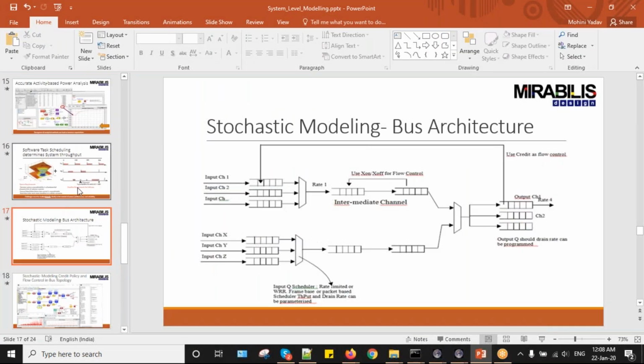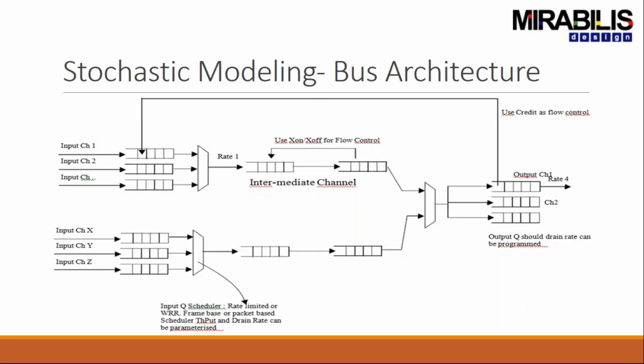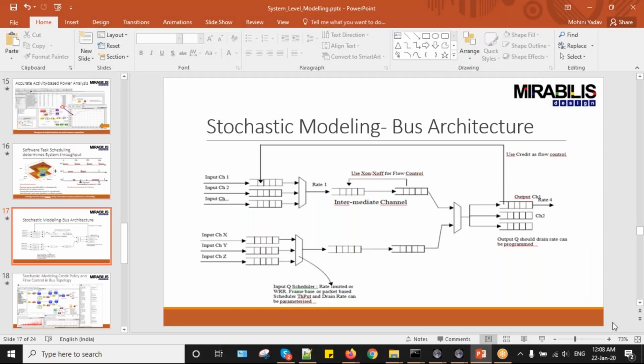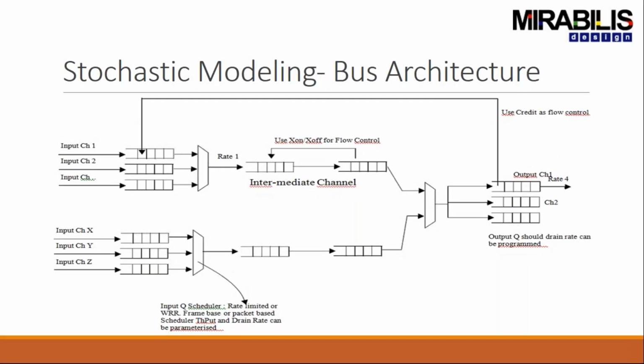So let's get back to the presentation. Yeah, so stochastic modeling, bus architecture. In this, we have a number of input channels, and basically what you're looking for is two systems, ingress system and egress system. One of them has a large number of channels, which all have an individual buffer, and all of which will arrive at an intermediate channel here that feeds into another single set of channels, that is the egress channel or egress queue.